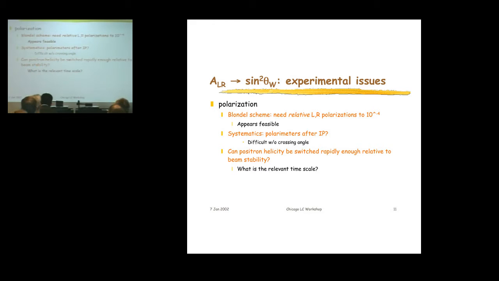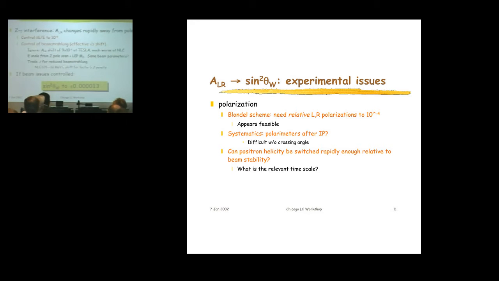Another question is whether the positron helicity, if you've got positron polarization, can be switched rapidly enough relative to the stability of your beam conditions so that a lot of the systematics will cancel naturally. And we don't even know what the relevant time scale is, let alone whether we can switch rapidly enough. So those are open issues that we need to investigate.